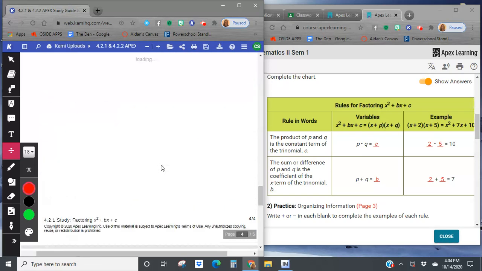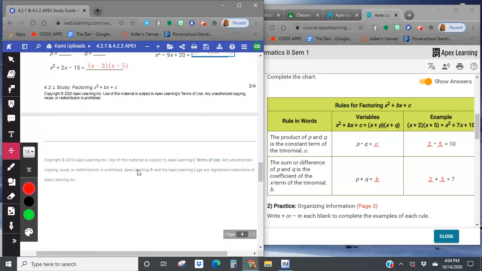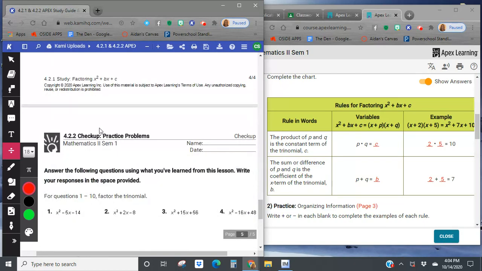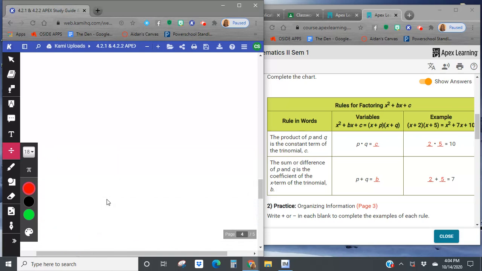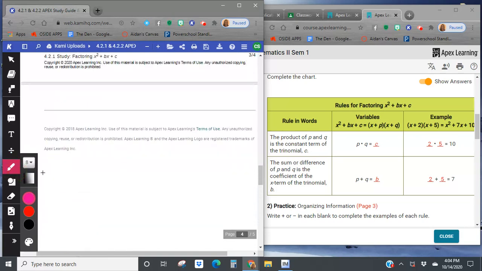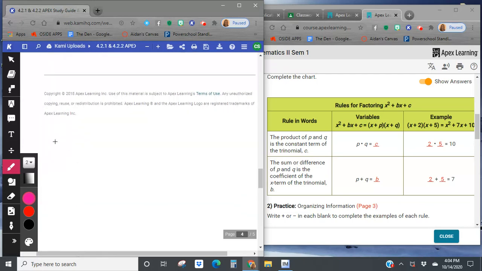Now there's just a blank page here that I'm going to show you a couple tricks on. Before you go on to the checkup practice problems, you're going to know I use a different method here. It's just a tool, and if this way seems easier to you, you are welcome to use it. It's how I do the checkup problems as well.